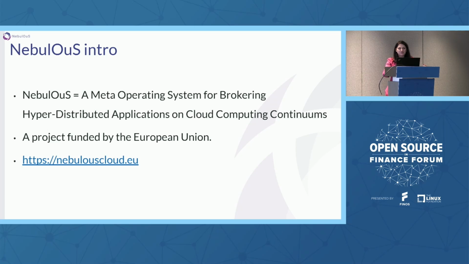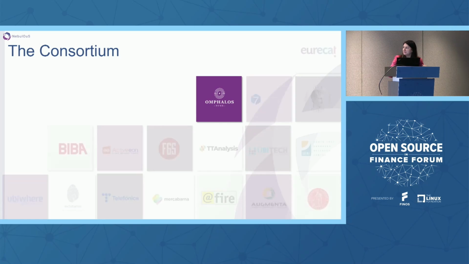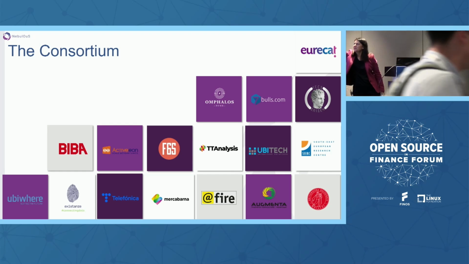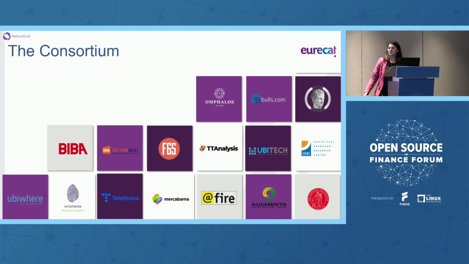Yes, so NebulOuS is a project, and now also an application platform, which is funded by the European Union. You can find more information on the website, of course. And we built it with a consortium. We start from Omphalos, which is not a partner of the consortium but an example of usage. But this is my company, 7Bulls, which I represent. There are also lots of other partners and research institutes from all over Europe, from Norway, from Greece, from Germany, from Spain, led by the Spanish research institute EUROCAT.